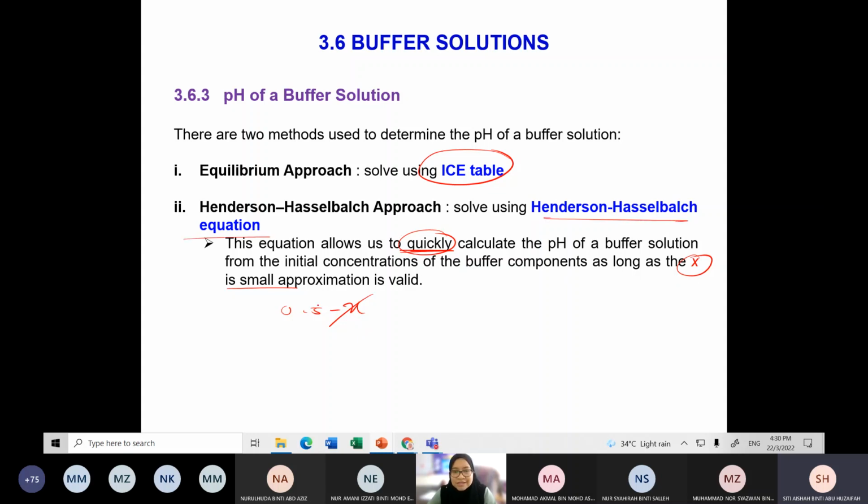So kalau X ni is not negligible, that means it's not suitable to use this equation lah, sebab dia error lah dekat situ. Tapi untuk kita punya syllabus memang kita akan pakai Henderson-Hasselbalch equation ni. Okay, so not to worry about that.